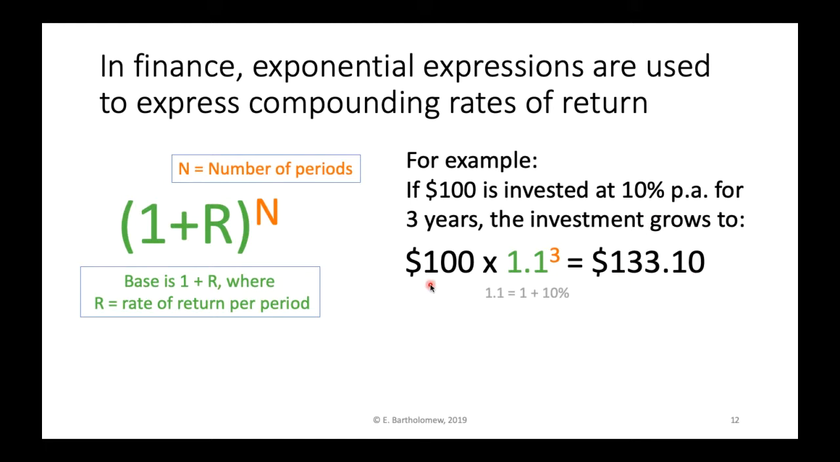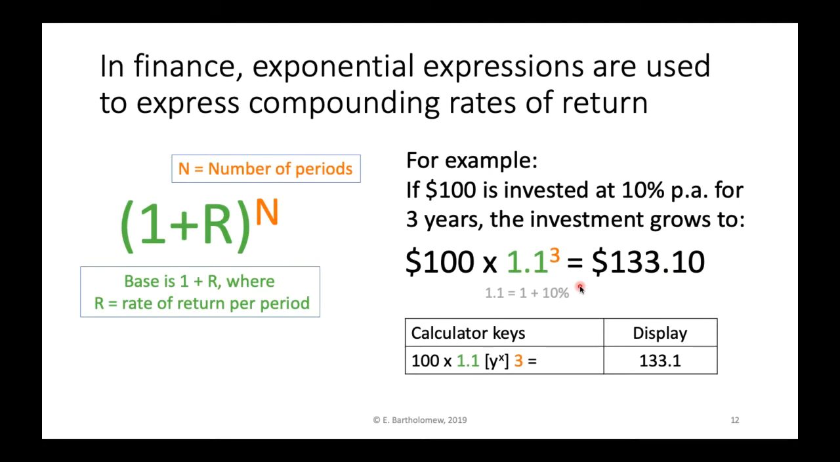And how do we get that? Well, we have $100 times 1.1, where 1.1 is 1 plus 10%, and we take that to the third power. And on our calculator, it would be like this. So after clearing, we would enter 100 times 1.1, hit the y to the x key to bring it to the third power, hit 3, hit equals, and you will see 133.1. So you should be able to replicate that on your calculator.